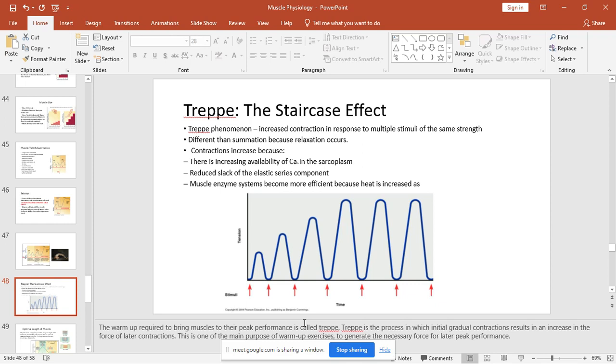The explanation for the Treppe effect is that when you warm up, the initial exercise is going to increase the release of your stored calcium in your sarcoplasmic reticulum. Additionally, it's going to lead to reduced slack of your elastic series components in your muscle.